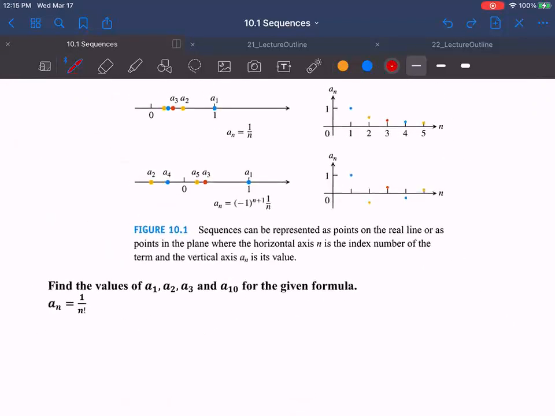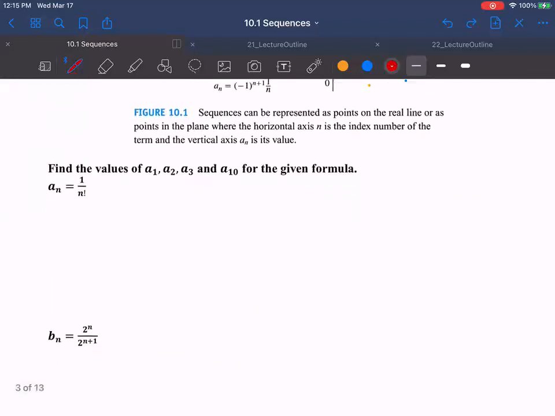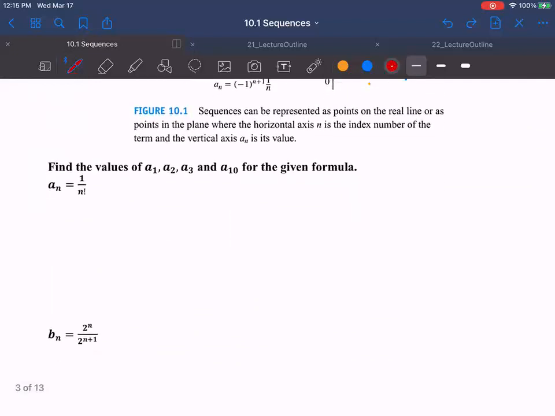Okay. So let's try some of this. Find the values of A1, A2, A3, and A10 for the given formula. So this is 1 over n factorial. Do we all remember how to do factorials? Have we done factorials so far in this class? Yeah, you just keep stepping down and multiplying them all together. So A sub 1 is going to be 1 over 1 factorial. What's 0 factorial, by the way?